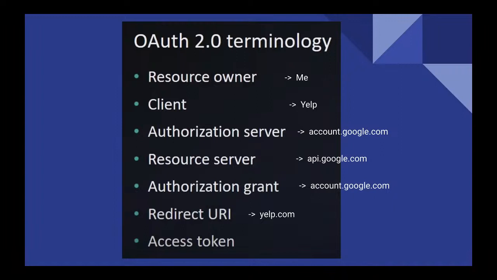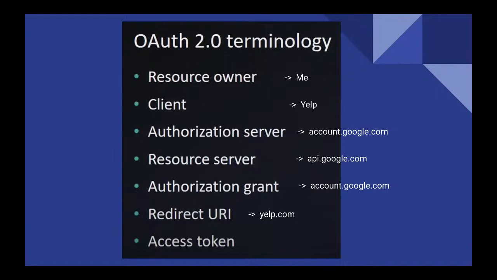The client is Yelp. If I want to share my contact information with somebody, then that somebody is the client. The authorization server is account.google.com. They will take me to the account server, and that is just a login place. Then the resource server is api.google.com, which serves the account information, the contact information.